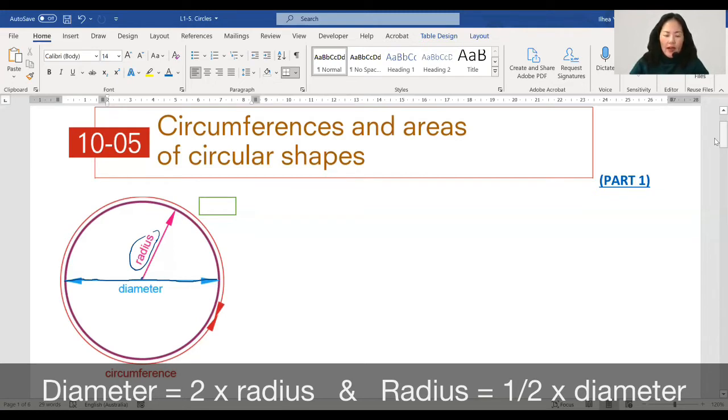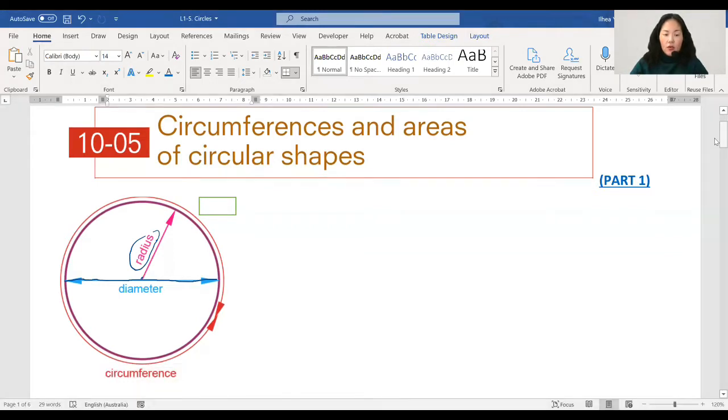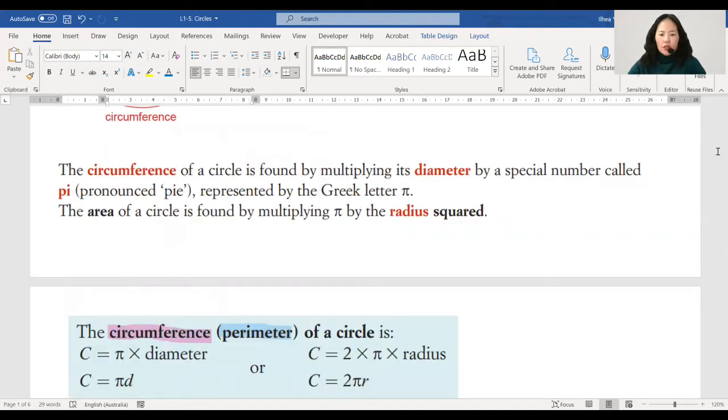Now, all around a circle, like the distance all around a circle, is called circumference. It's like the perimeter of a shape, but the circle has a special name for it. It's exactly the same as what we've been doing with the perimeter, but with a circle, we call it circumference. The circumference of a circle is found by multiplying its diameter by a special number called pi. And it is represented by the Greek letter pi.